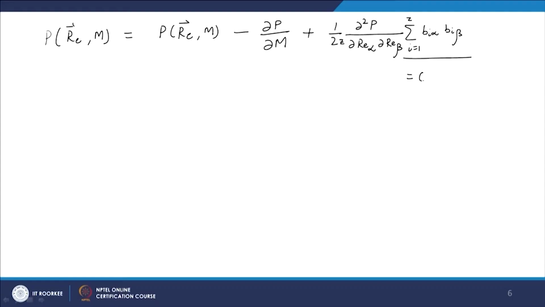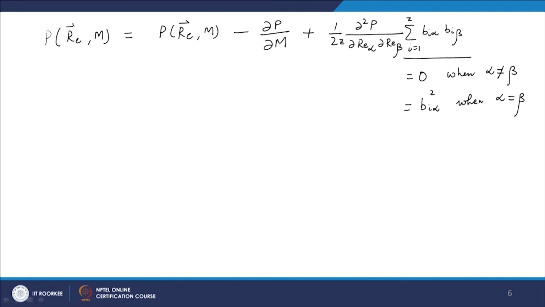Okay. So, now if I look at this particular term, you should remember from the random walk relation that if alpha is not equal to beta, this must be equal to 0, because the steps in x direction are independent of steps in the y direction or z direction. So, this particular quantity will be equal to 0 when alpha is not equal to beta, and this quantity will be equal to b_alpha squared when alpha is equal to beta.